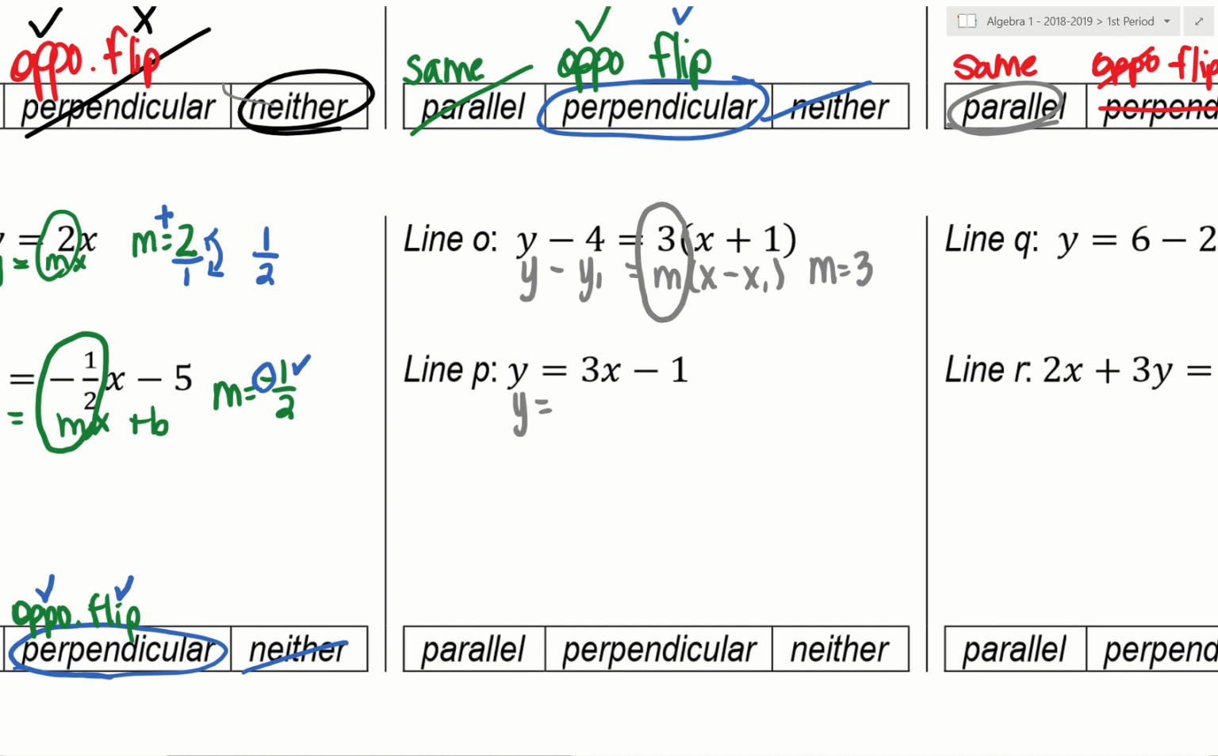This next line's pretty easy because it's y equals mx plus b format. That's nice, simple. That means my slope is 3. If they're parallel, they have to have the same slope. If they're perpendicular, they have to have the opposite flip. Neither just means neither of those work. So if I go look at these two, one's positive, the second one's positive, so they're definitely not opposites, so they can't be perpendicular. The first one's 3, the second one's 3, they're the exact same slope, therefore they're parallel.